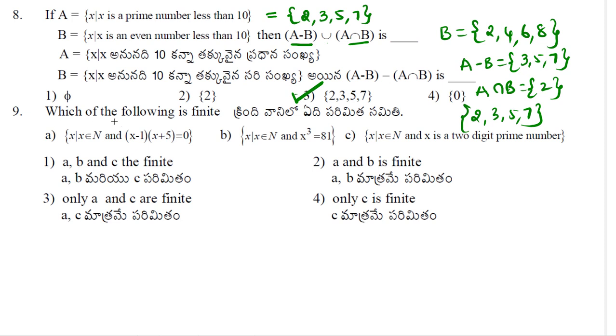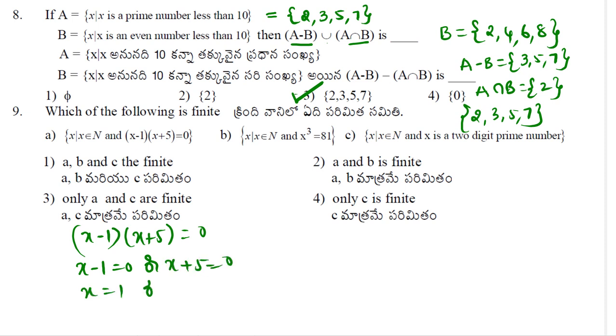Now let's go to the ninth problem. Which of the following is finite? A. {x such that x belongs to N and (x minus 1) times (x plus 5) equals 0}. If we apply the zero product rule, we can say x minus 1 equals 0 or x plus 5 equals 0. So here x equals 1 or x equals negative 5. But here negative 5 is not a natural number. So x equals 1. That is the solution we need to take for this equation. So this is equal to just {1}. That means it is a finite set.